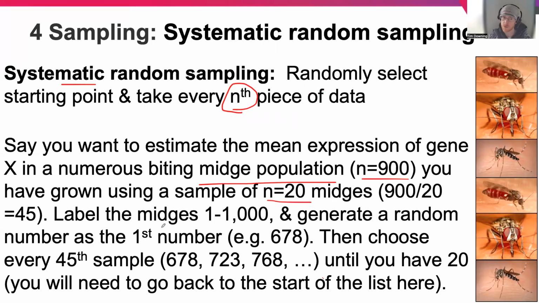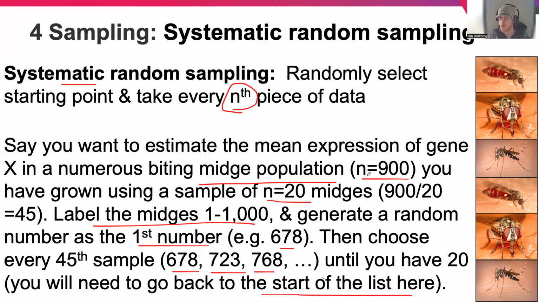A way to do this is simply to label them all 1 to 900 and generate a random number as the first number. So we might get 678 or something random showing up. And then we iterate, taking every 45th one after that. So we go from 678 to 723 to 768 to 813, and so on. And then we go back to the start of the list when we go past 900. So that's a way to randomly allocate them using systematic random sampling.